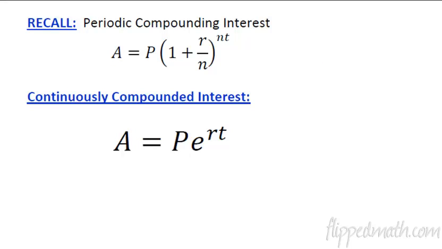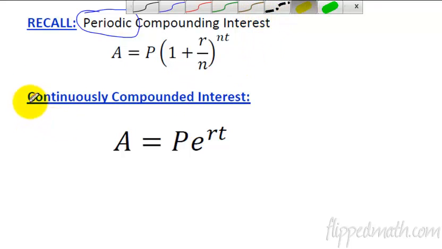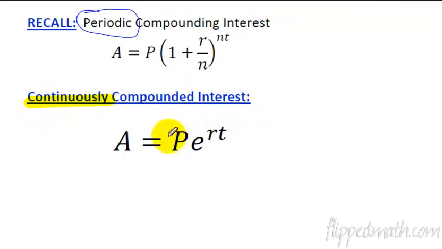Now we'll do some fun compounding interest. When we are compounding interest periodically, when we're doing it just once in a while, we use this crazy formula where n is the number of times compounded per year, r is the interest rate, and P is the principal, the starting amount. But if it's compounded continuously, and that's the key word you need to watch for, if the problem says something about continuously, then you need to know that we're talking about Pert.